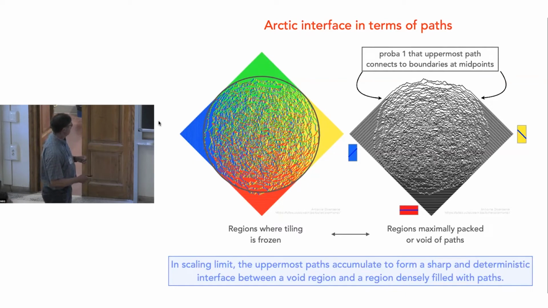Okay. So that's it. I just want to stress that in this particular case, you see that the uppermost path, with probability 1, will exit the left boundary at the midpoint and make another contact with the other boundary facing it at the midpoint as well.